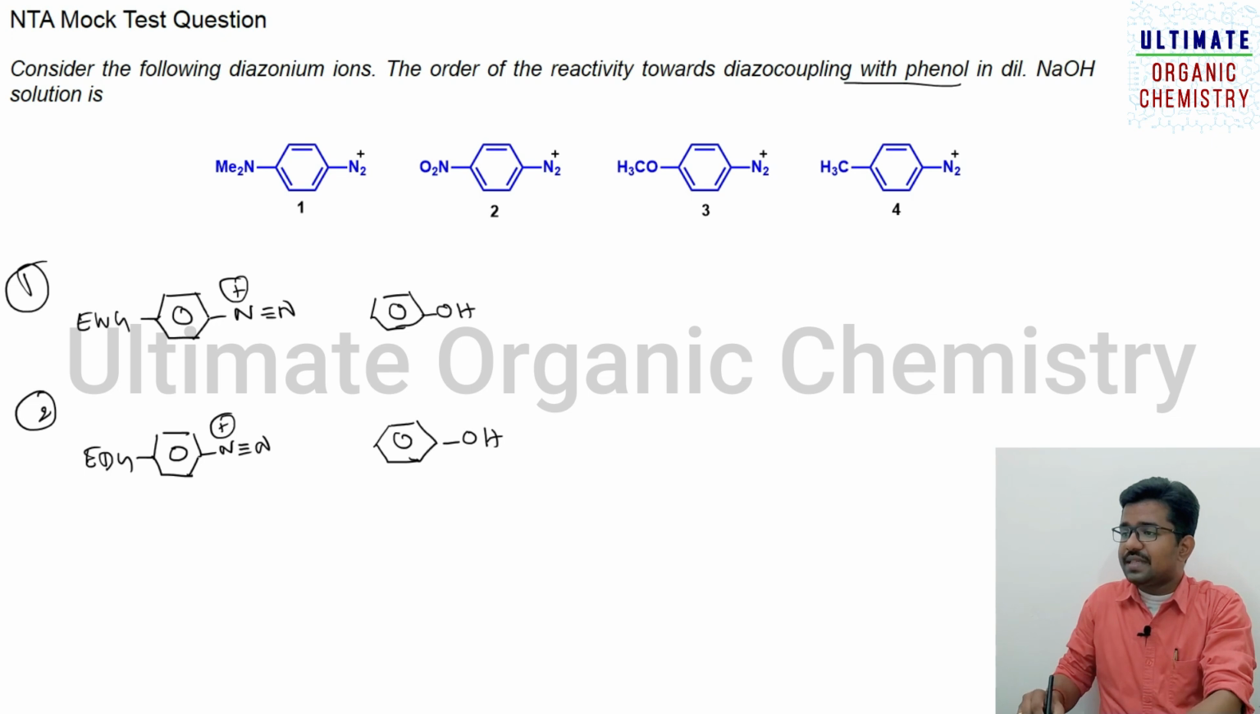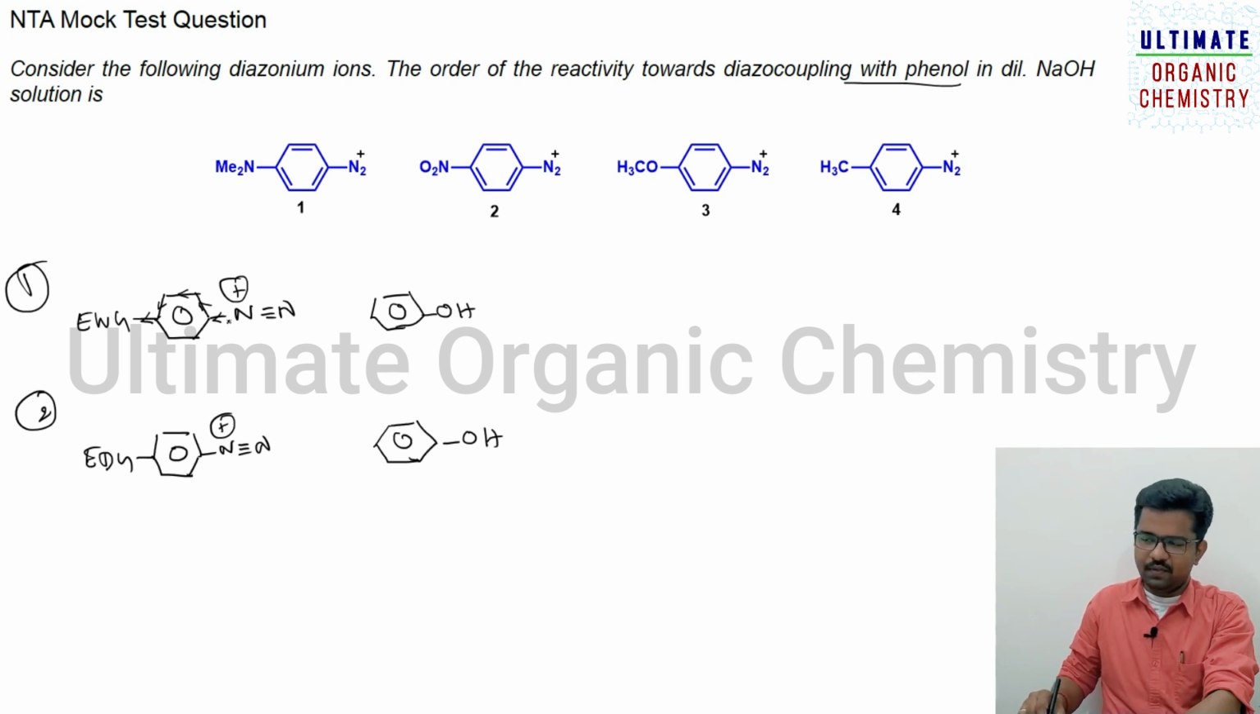So we know that an electron withdrawing group means it will pull the electron. I am not explaining with the resonance structure because it will take so much time. I am just giving a brief idea. So when this group is pulling the electron, this electron will move towards the withdrawing group, and this electron will move towards the withdrawing group.